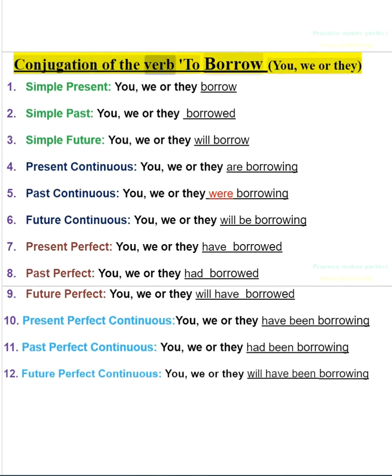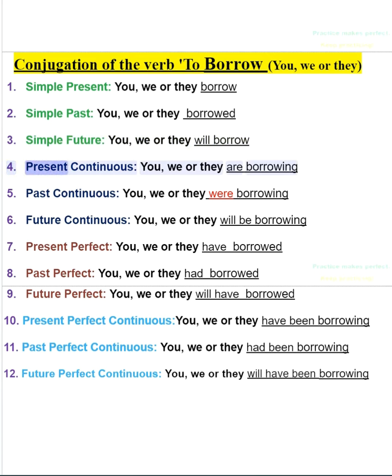Conjugation of the verb to borrow, you, we, or they. 1. Simple present, you, we, or they borrow. 2. Simple past, you, we, or they borrowed. 3. Simple future, you, we, or they will borrow.